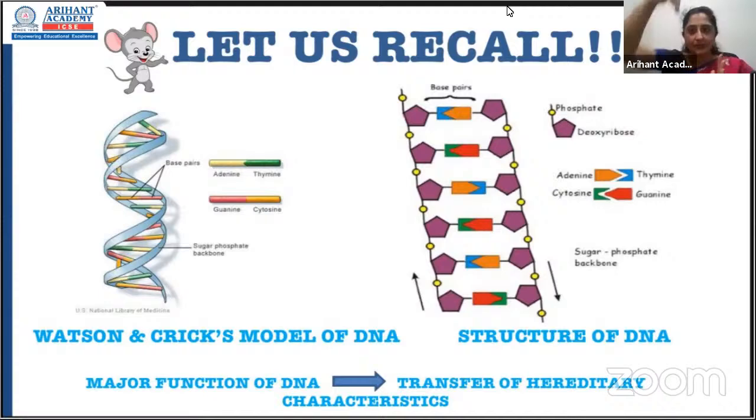Ek jagah seedha ja raha hai, dusri jagah ulta ja raha hai. And that is the reason ki apna helical shape dikhta hai. And in the middle, you can see the bonding of the nitrogenous bases, which is forming the gene.